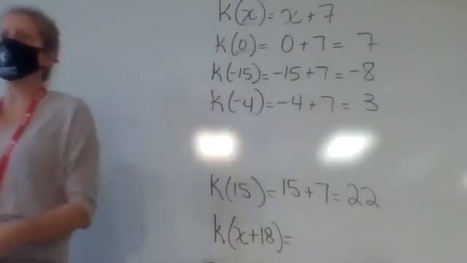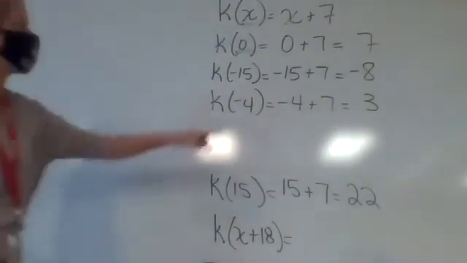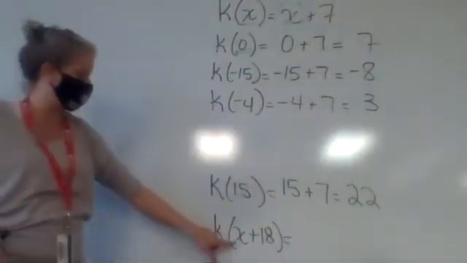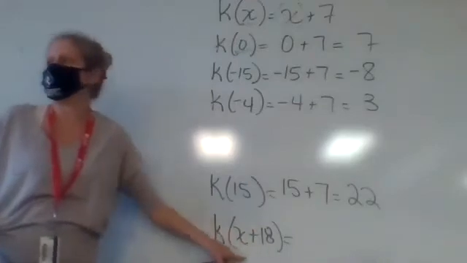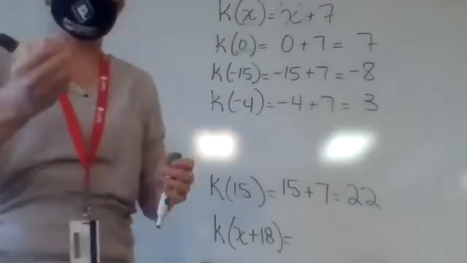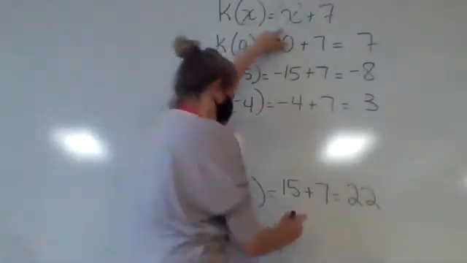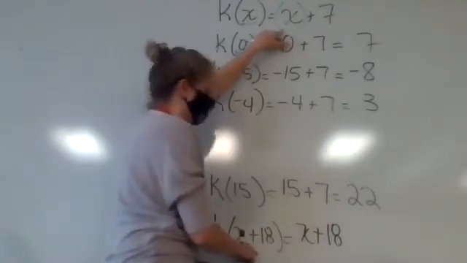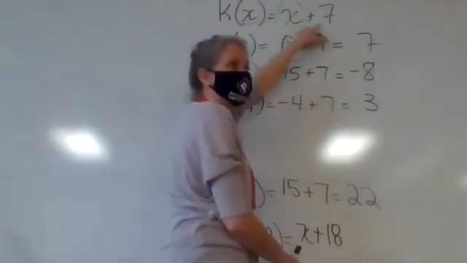So that's exactly what I'm going to do this time. Instead of x right here, what am I going to put in its place? x plus 18. It doesn't matter what it is. Whatever is in here is what you replace the x with. So instead of x, I write x plus 18 because that's what's in here. I still drop down to plus 7.